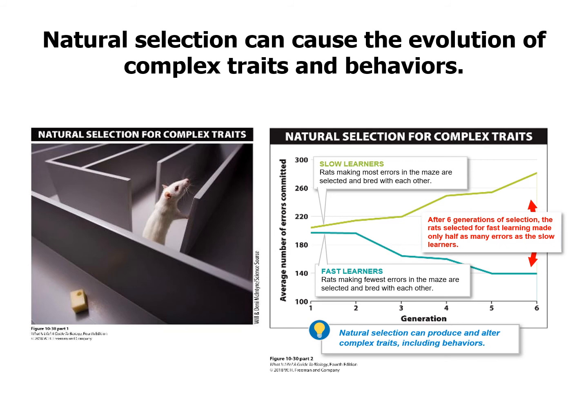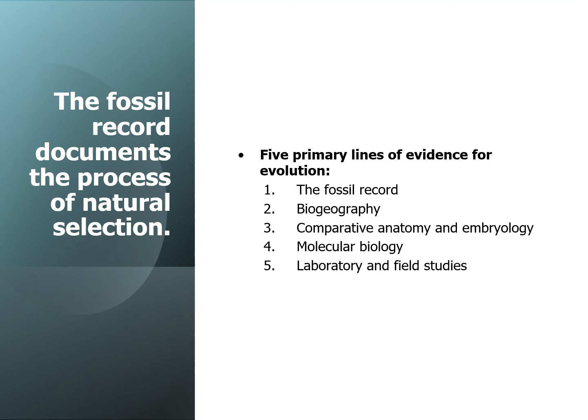Just very cool. So if up till now you're not completely sold on the theory of evolution, there are 5 primary lines of evidence that support that evolution exists, and we're going to go through each one. We are going to start with the fossil record and then work down our list.